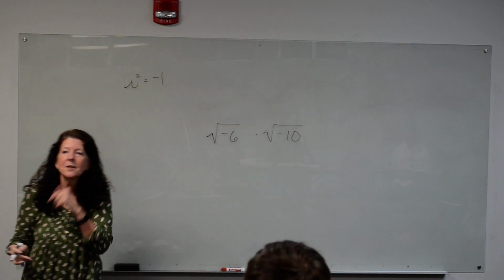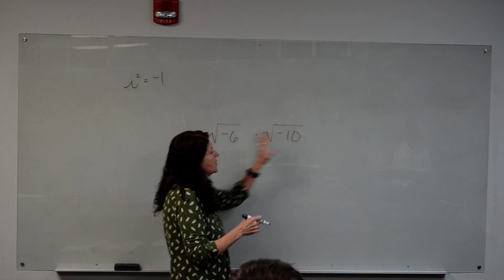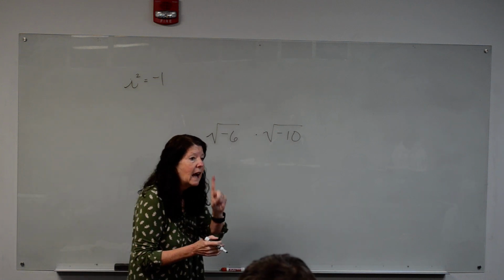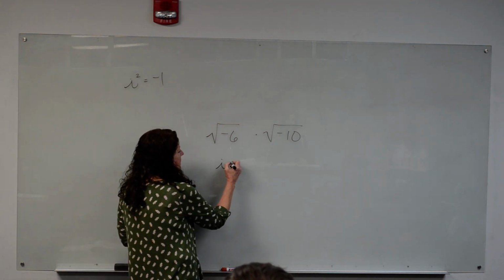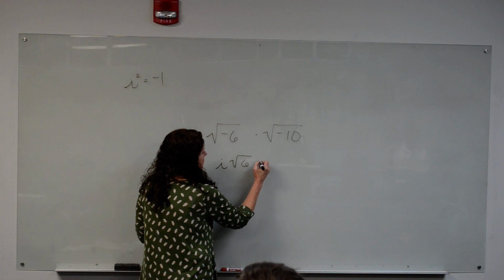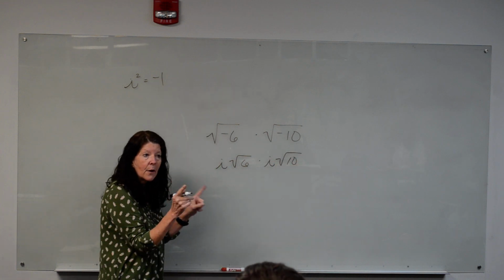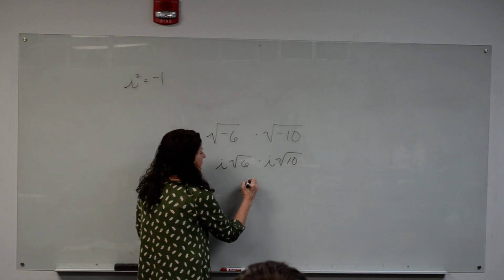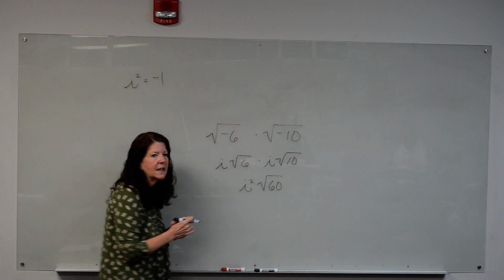Okay, let's say I have something like this. Now, the way that we used to do it is we would just multiply what's underneath there, but I can't do that if they have a negative. So I have to pull the negative out first. So this is the same as i on the square root of 6 times i on the square root of 10. Now I can multiply what's on the inside and what's on the outside. So I have an i squared on the outside, I have a square root of 60 on the inside.